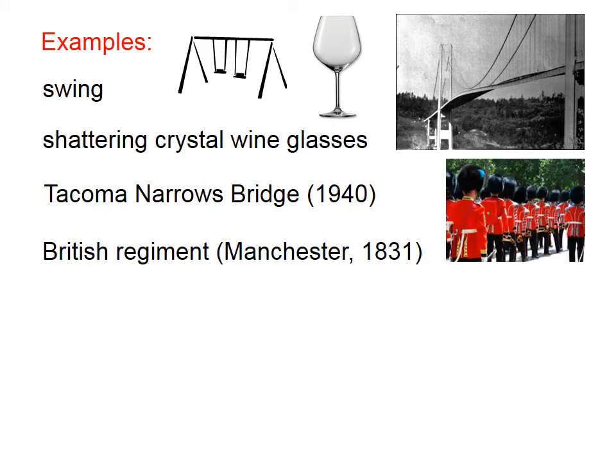I've heard a story that a British regiment in 1831 was walking across a footbridge, and they were all marching in step, as regiments tend to do, and it so happened that the step frequency was just exactly the natural frequency of that little footbridge, and it caused the bridge to collapse, which apparently is why regiments break step if they're crossing small bridges, so that that sort of thing doesn't happen anymore.